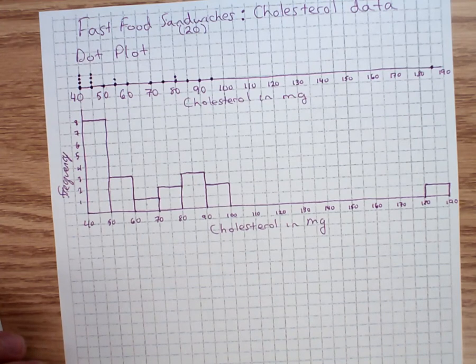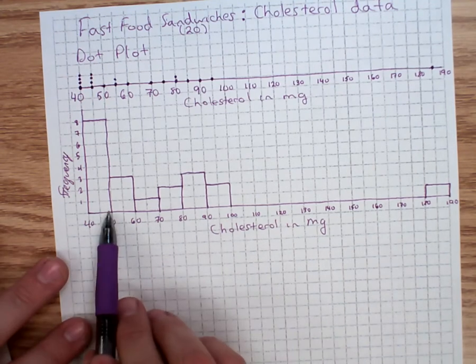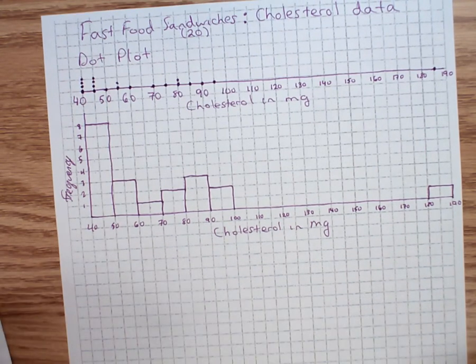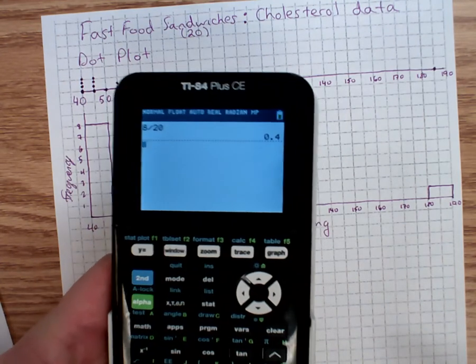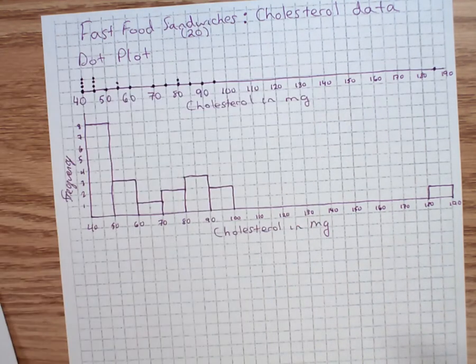Now, we have to convert this to relative frequency now. Relative frequency deals with percentages. What's the highest percentage I'm going to have to go up between? Between 40 and 50. And what percent is that going to be? 8 divided by 20. So that's 0.4. Because there's 20 total sandwiches.